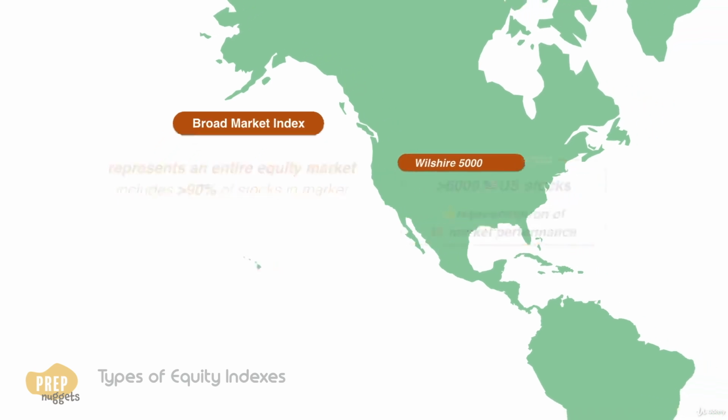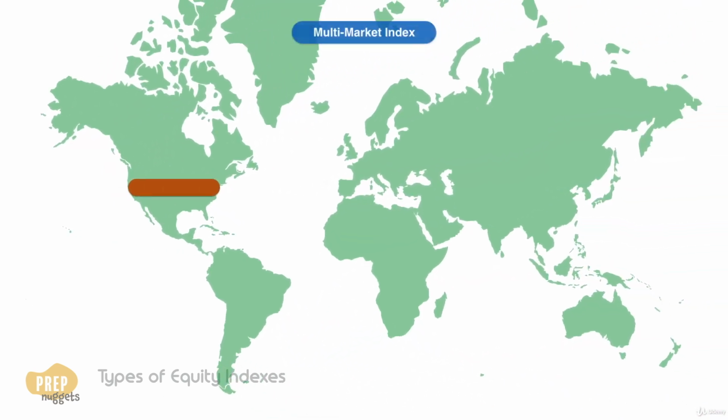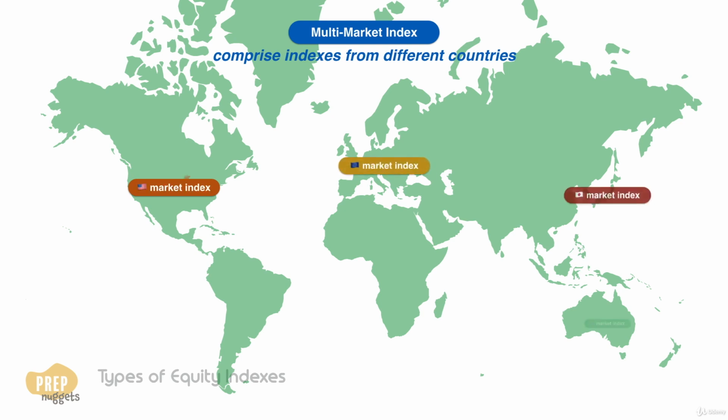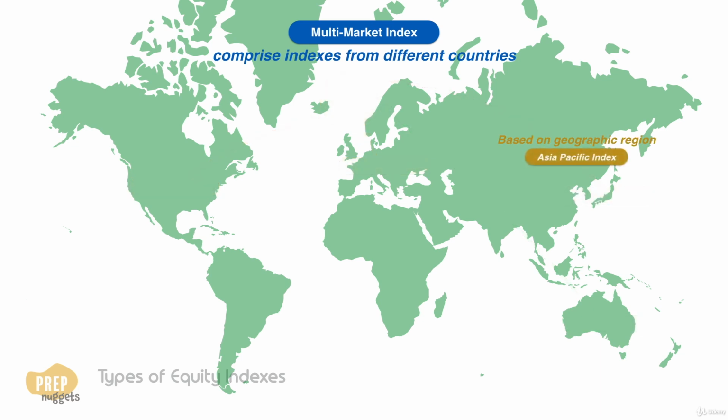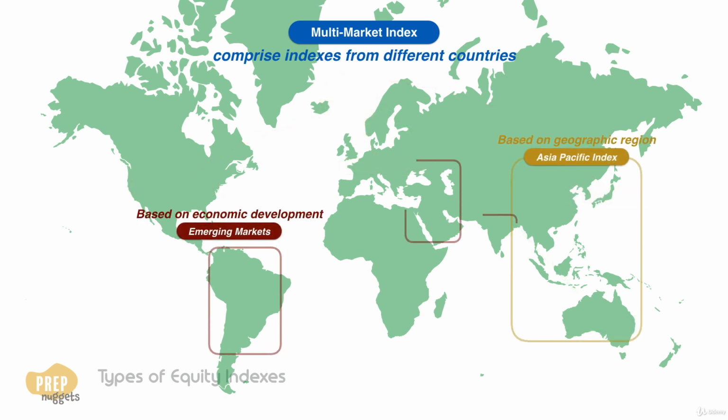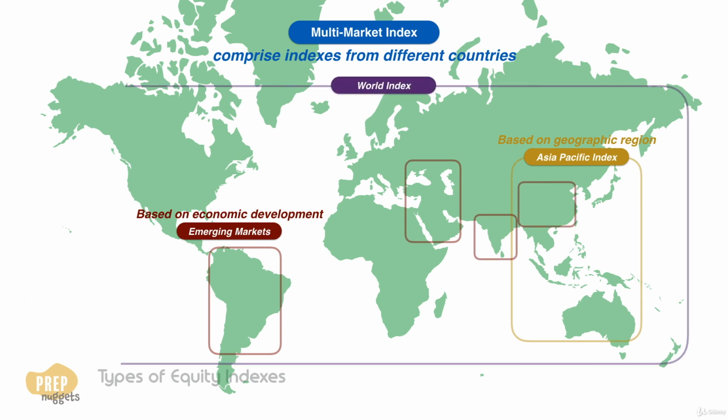Multi-market indices usually comprise indices from different countries and are designed to represent multiple stock markets. Such indices may represent multiple national markets based on geographic regions, economic development groups, or even the entire world. World indices are of importance to investors who take a global approach to equity investments.